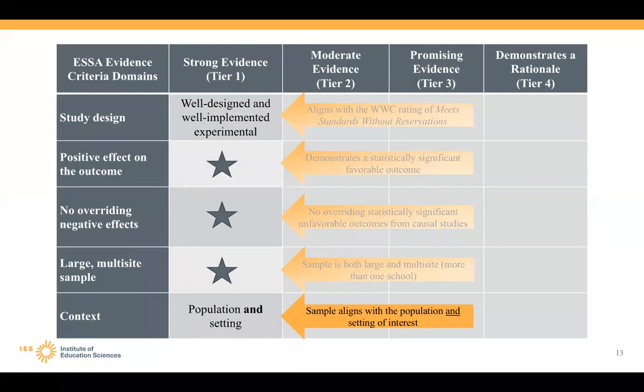And then finally, the last domain is context dependent, meaning the answer is going to be different depending on who is asking the question. So for an outcome of a program to be considered Tier 1, the sample and setting of the studies conducted to examine the effectiveness of a program must overlap with the population and the setting of the district or state that is wishing to implement that program.